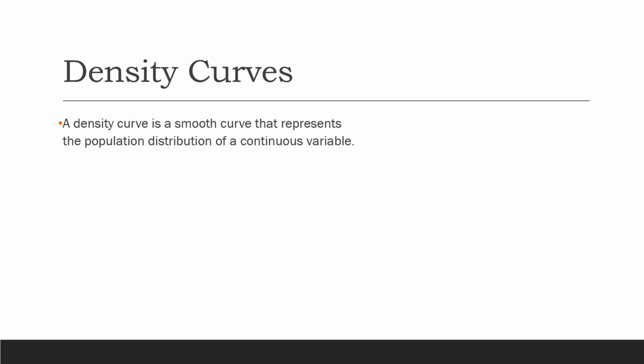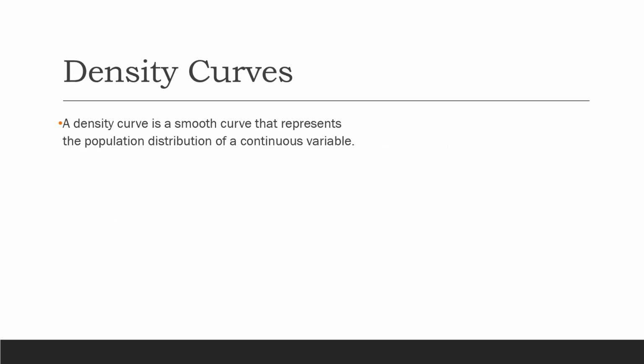Before we get to actually using the mean mu and the standard deviation sigma, let's talk about density curves. A density curve is a smooth curve that represents the population distribution of a continuous variable, right? So this all applies to quantitative data. We're going to leave those nominal and ordinal variables alone, and we'll focus on those interval and ratio variables, specifically those that are continuous.